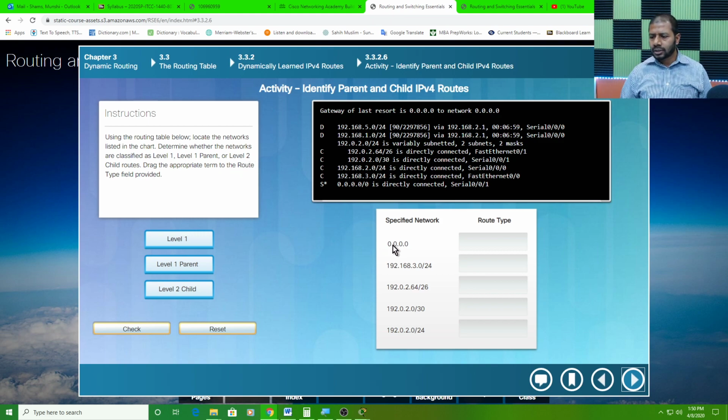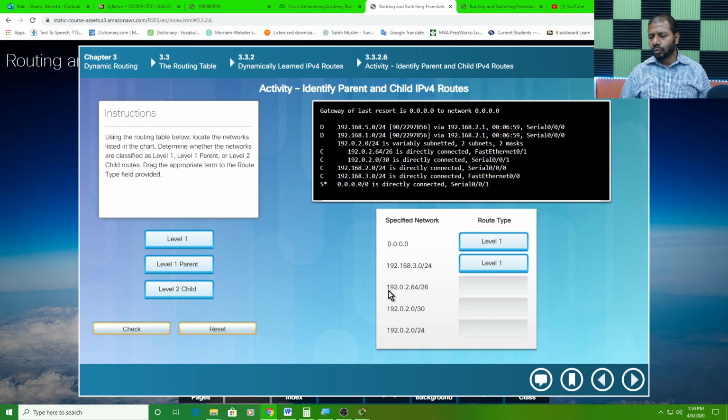Let's see, 0.0.0.0. What is that? That's a default route. We know the default route is always a level 1 route. How about this one, 192.168.3.0? Is there any other 3 dot anything? No, just this one. That's a level 1 route, because 192 is a class C, and class C's default is /24, which is equal to the default. That's a level 1.